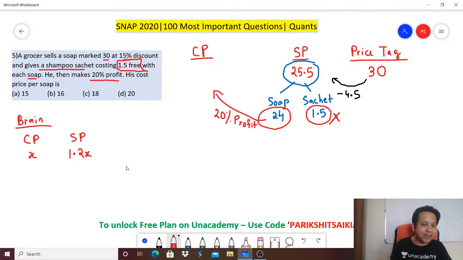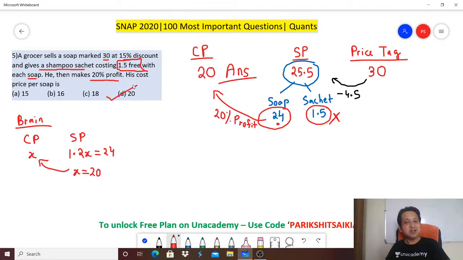Now, as per my question, what is the selling price in our case? 24. So 1.2x is equal to 24, which means x is equal to 20. Perfect, you got the cost price. So what is the cost price? 20, and that's the answer. Did you all get it?